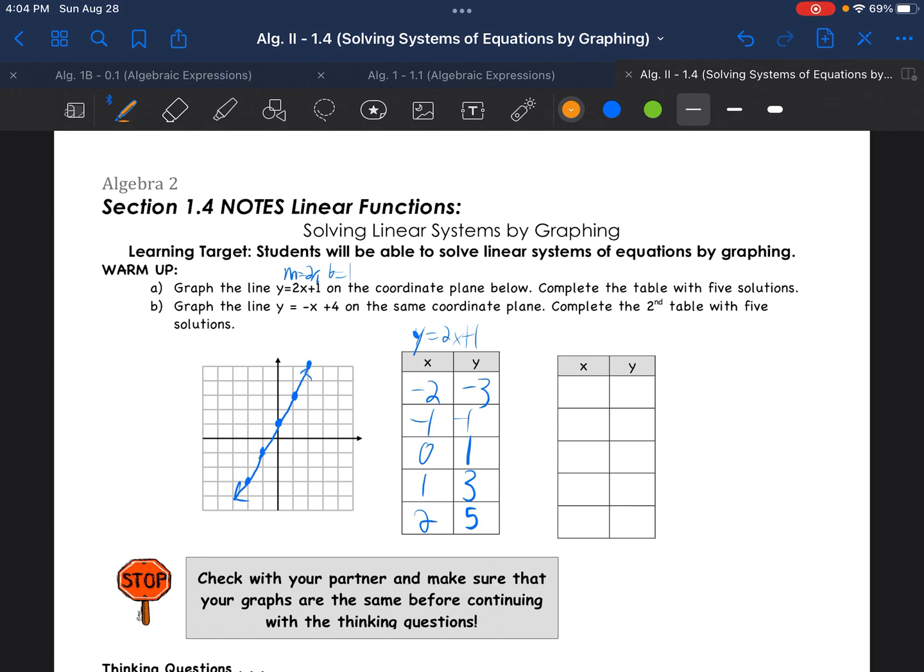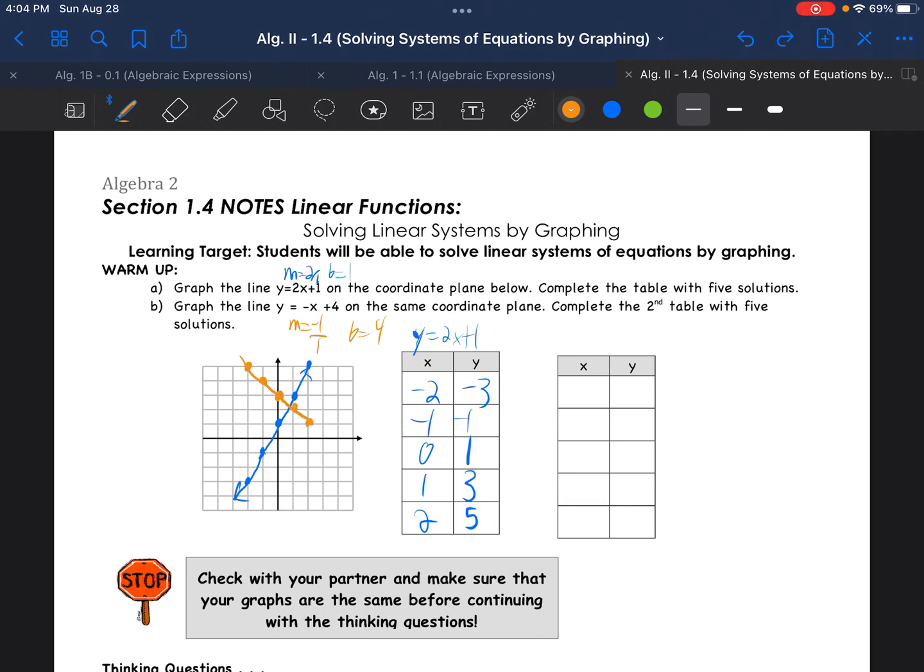Now for the other line, y equals -x plus 4. The m here is -1, or -1 over 1, because that's what's with the x secretly. And the b is 4. Once again, we'll begin with b by going up 4. Since this slope is negative, it'll be going the opposite direction as the other one. So I will be going down 1 and right 1, or up 1 and left 1. I'm just going to continue on, knowing that I'm going to make a table of this one too.